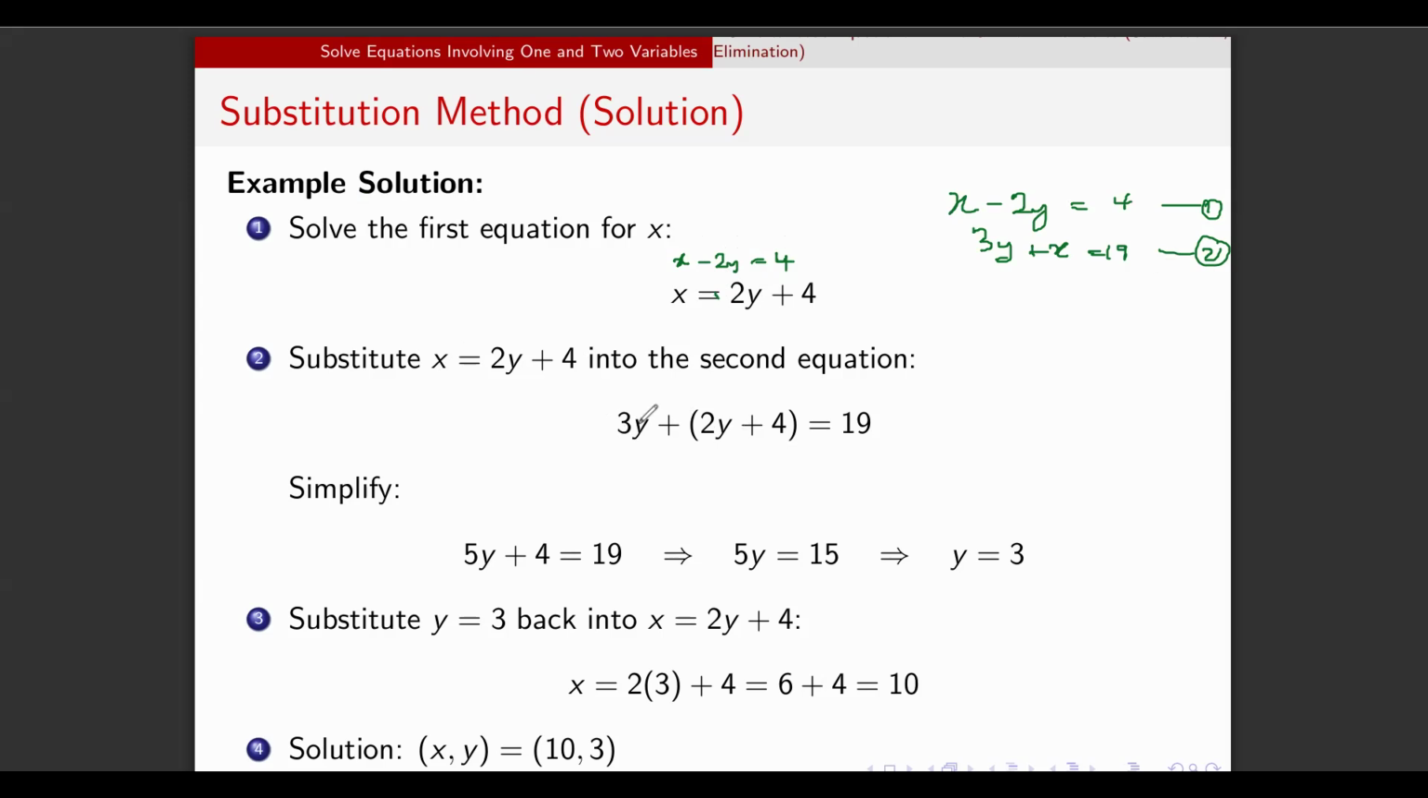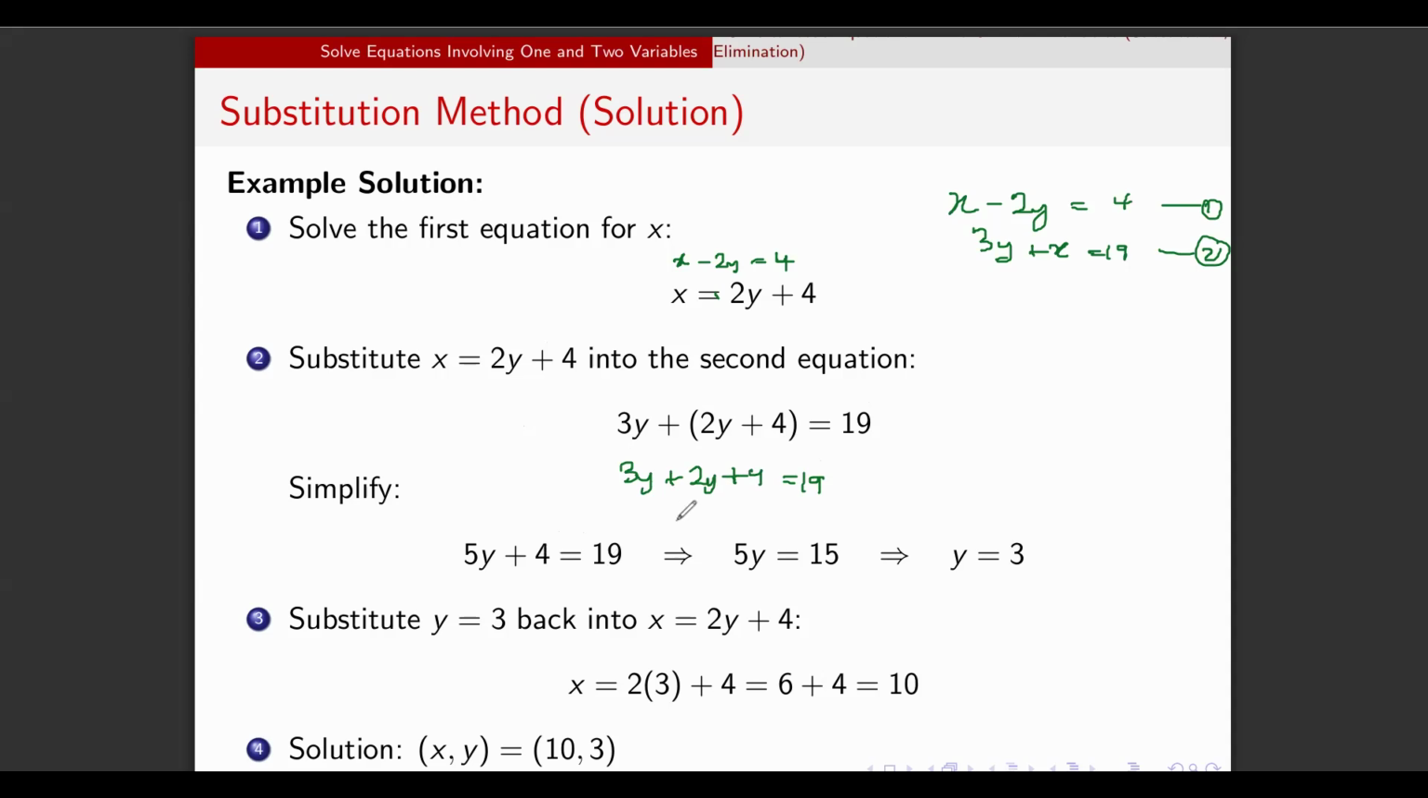So I have 3y. The second equation is this, okay? You always reference it. 3y plus x, and x is from here, 2y plus 4. So I write it here, and it's equal to 19. Let's now simplify. If I remove the brackets, I'm going to get 3y plus 2y plus 4 equals 19. So 3y plus 2y is 5y plus 4 equals 19.